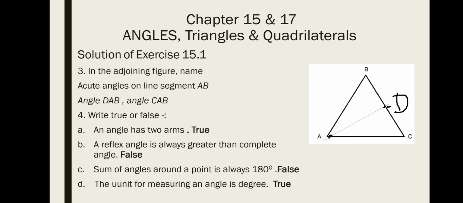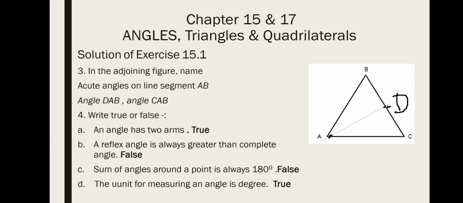Solution of exercise 15.1, chapter 15. Third question. In the adjoining figure, name the acute angles on line AB. See, on line AB, the acute angles will be DAB, one angle, and another is CAB.